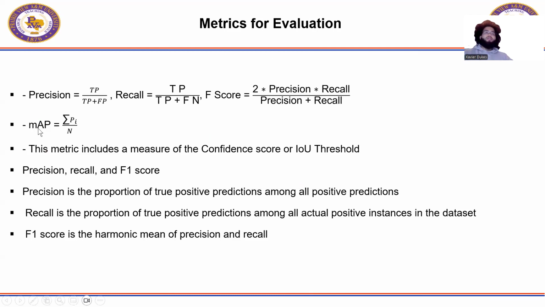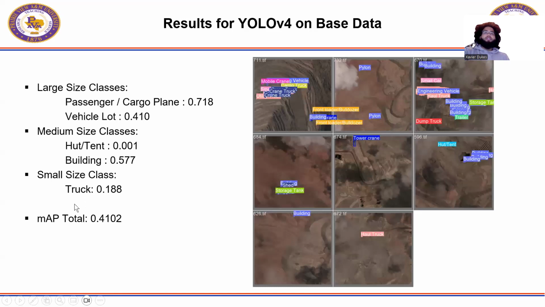Oh, and then of course, I don't know if I skipped over this, but mean average precision is used to determine the efficacy of models. So we have the YOLO v4 results on base data. You can see it works very well on the distinct features of a plane. Just imagine a plane shape is very unique, distinct edges, and usually they're on black tarmac, and so easy to distinguish various colors.